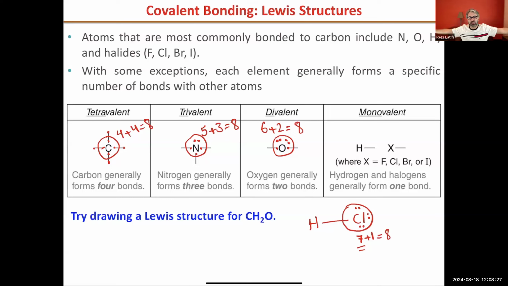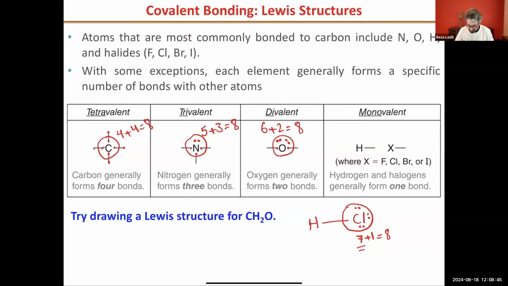To make octet, how about nitrogen? Group 5. So how far am I from 8? 3 bonds. So out of the 5 electrons that I have as a nitrogen, I will share 3 of them with my neighbor to get to octet, or 8.